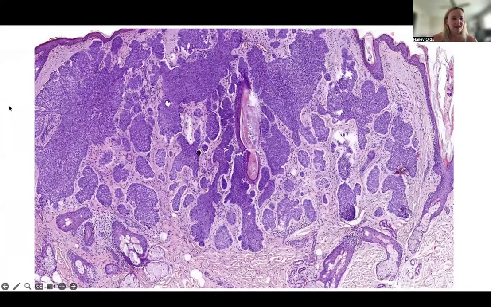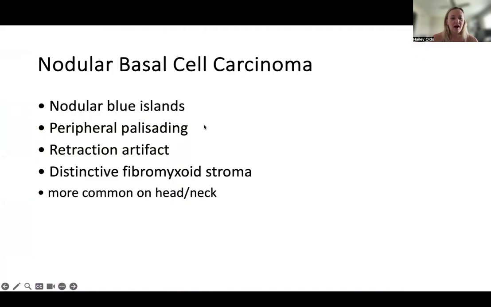Okay, next one. So in this one, we have more islands of basaloid cells, and it's definitely going deeper down. You still see the retraction artifact, and you see the peripheral palisading, which is them lining up at the edge. So this one is nodular basal cell, and this is more common on the head and neck.